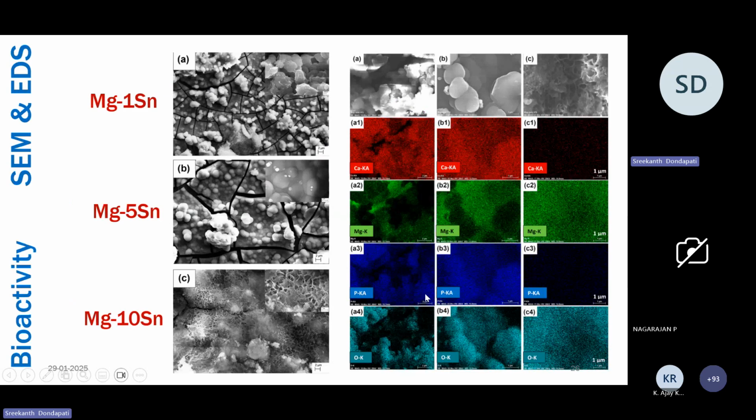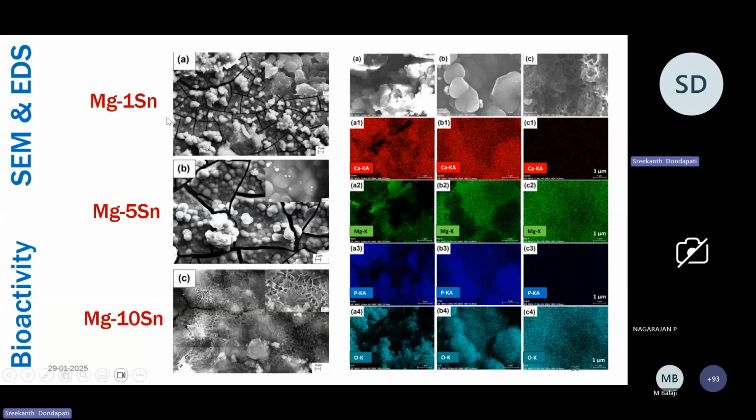And this is the bioactivity of these three alloys: magnesium 1 tin, magnesium 5 tin, and magnesium 10 tin. If you see here, it's very clear. What we are trying to look at here is the calcium phosphate formation, or biomineralization, or apatite formation. Whether this apatite has formed or not, and how well it has formed, on that basis we can say whether it is bioactive or not.